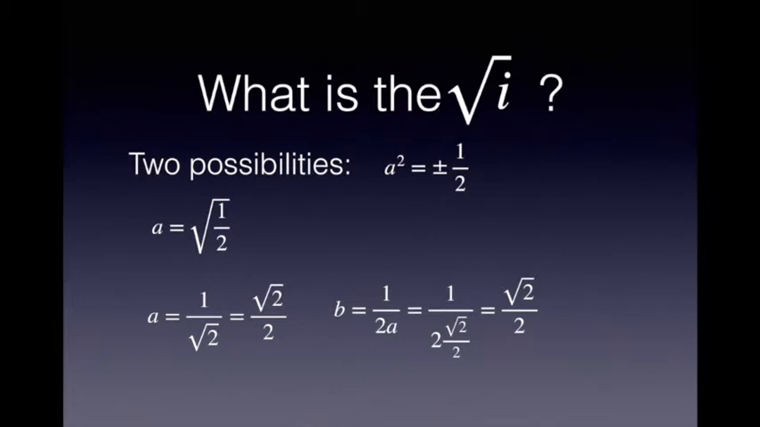Now if I take that a and substitute back in my formula for b, I find that b is also equal to the square root of 2 over 2. So if a is the positive square root of 1/2, then a and b are both square root of 2 over 2.